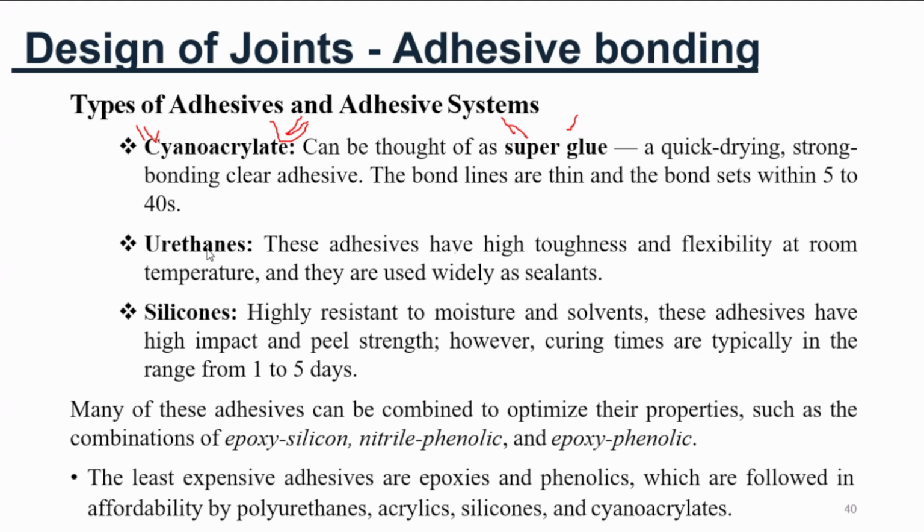Then it produces thin, clean, and strong bond lines, and is ideal for small parts and precision bonding. It is easy to use. This type of glue, super glue, is not suitable for flexible joints or high temperature environments. You know about this.